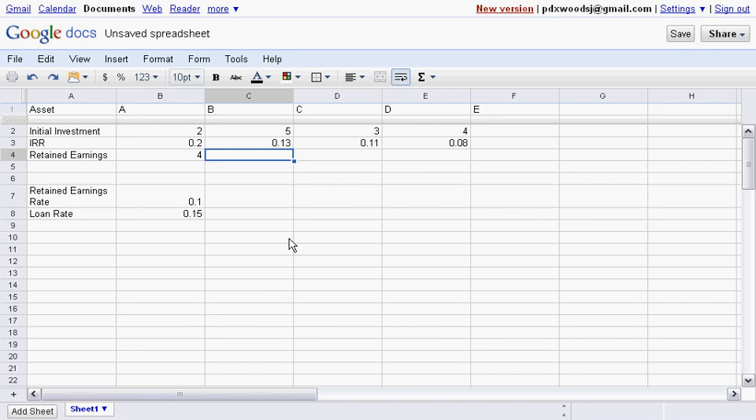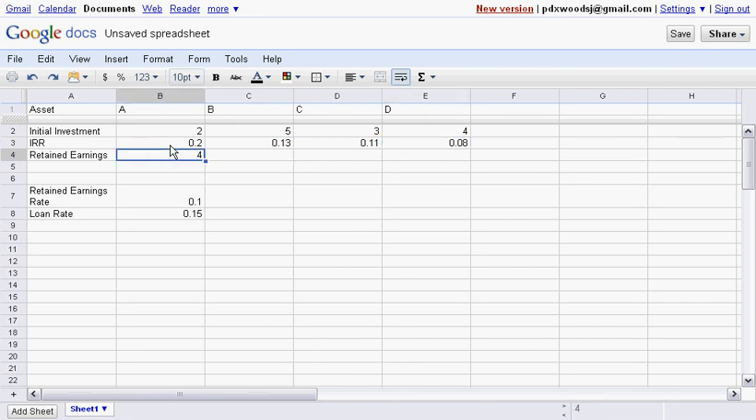Let's go ahead and work through an example of an increase in cost of funds problem. I've created four assets for you. I guess that one's actually not there. And I have ordered them in terms of their internal rates of return. So asset A has a 20% internal rate of return, asset B has 13%, C has 11, and D has 8.